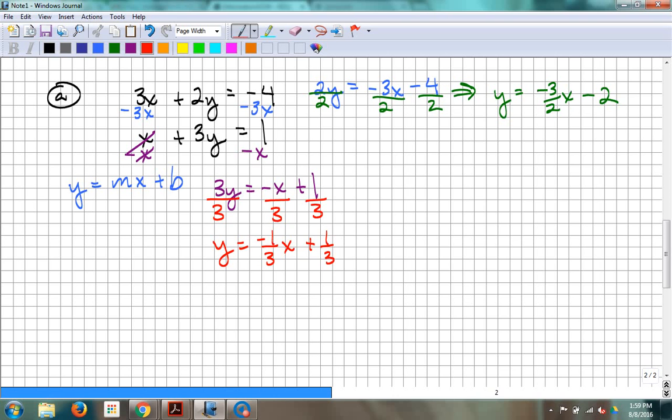Okay, so we've got two equations. These are the two we're going to graph. Okay, I'm boxing those in. So I'm going to go to a coordinate plane, and I'm going to graph those two.